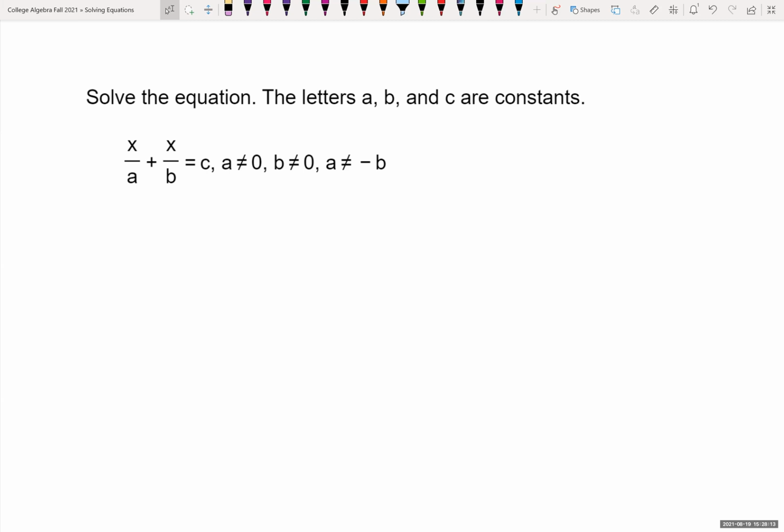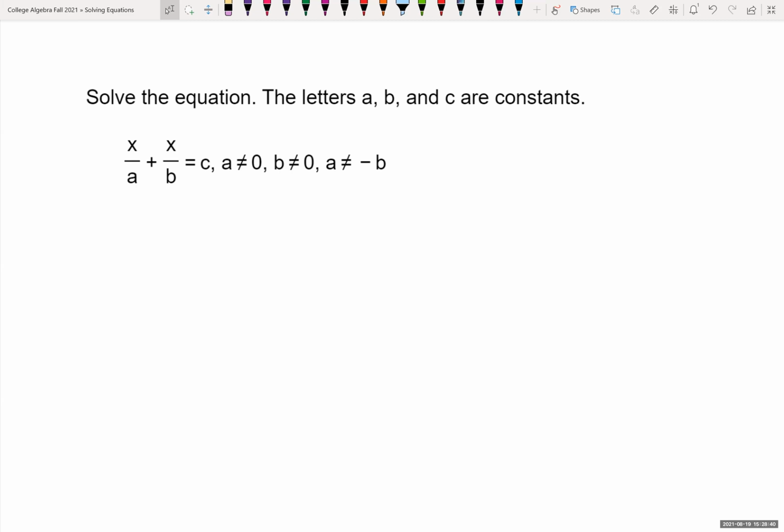And let me just read that equation for you. So it says solve the equation. The letters A, B, and C are constants. And we have X divided by A, and then we have plus X divided by B is equal to C. And we have to put on some stipulations that A can't equal 0, B can't equal 0 because we can't divide by 0. And they tell me that A can't equal negative B.